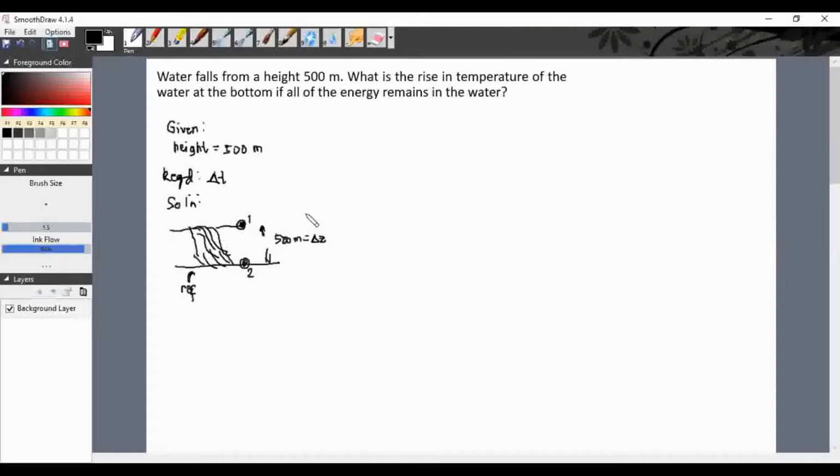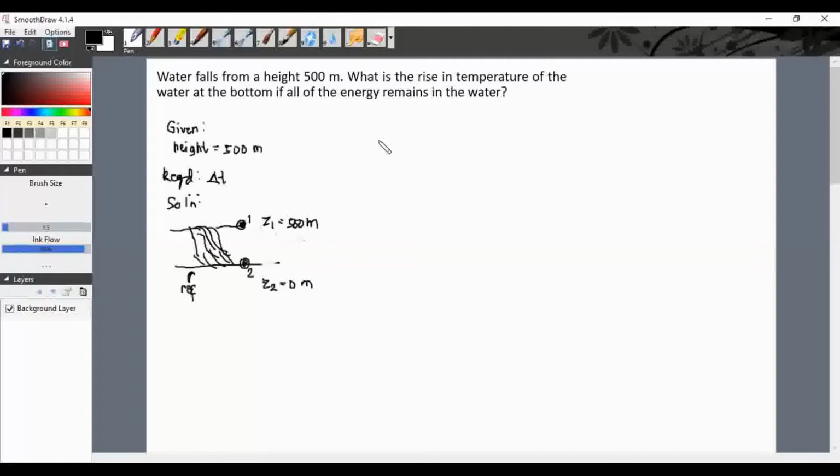But to be sure, let's just say we have Z1. So my Z1 is equal to 500 meters, and I have Z2 of 0 meter. And nothing else was given. So how can we solve this?